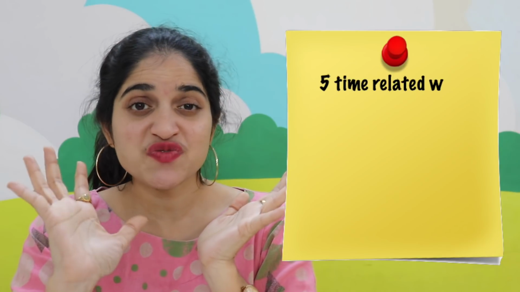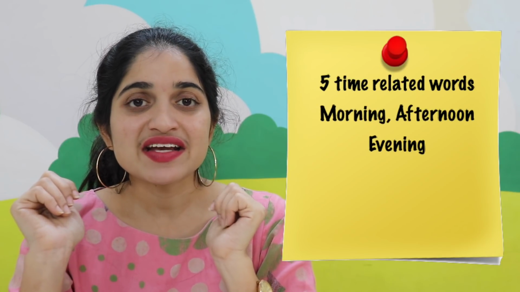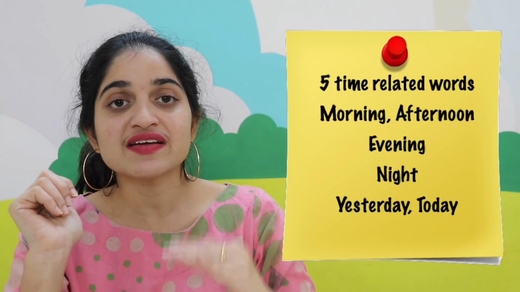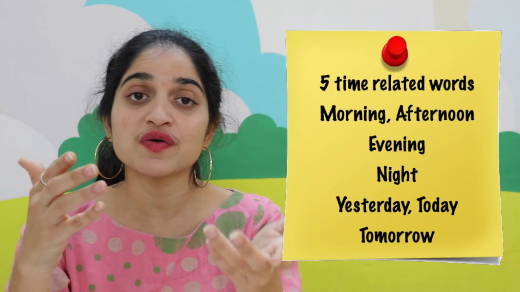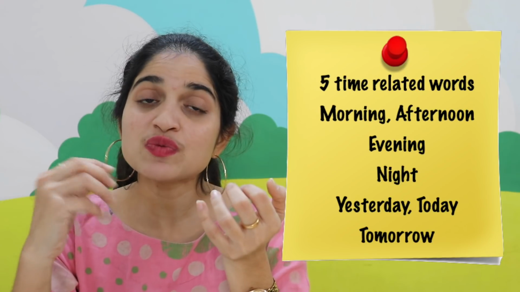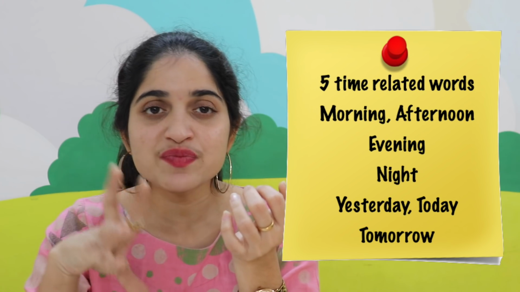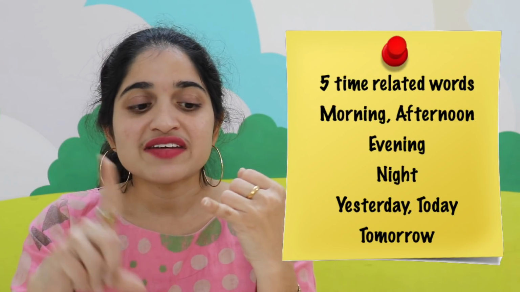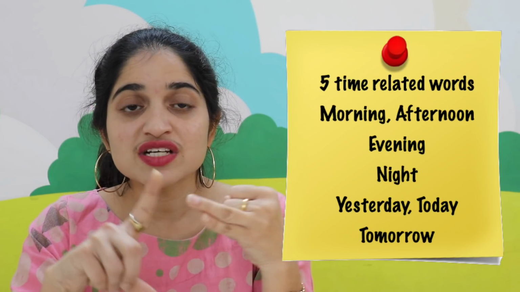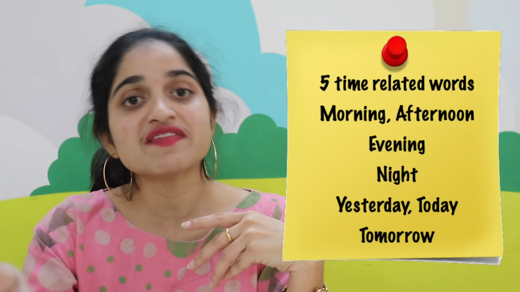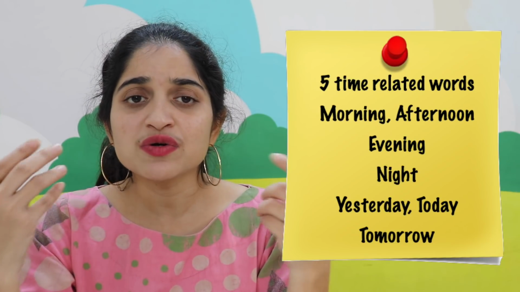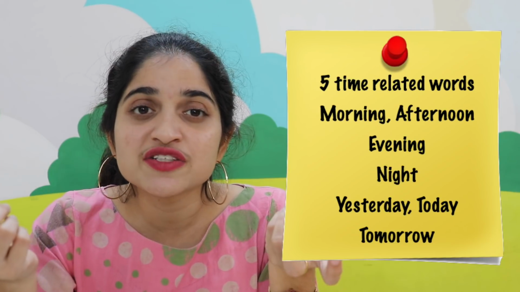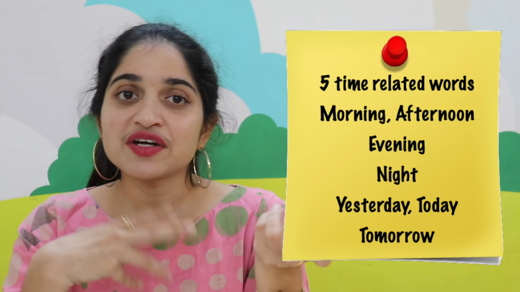They should know at least 5 time related words like morning, afternoon, evening, night, yesterday, today, tomorrow. These are all the time related words. So make sure your kids are using these time related words when communicating with you, because these time related words, these prepositions or position words, will ensure the communication development in a child. For example, if they don't know the word tomorrow, how will they communicate to you if they have to say something related to tomorrow?